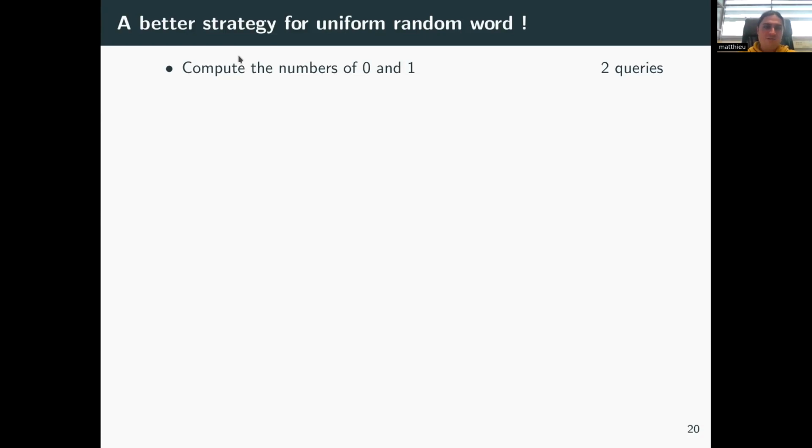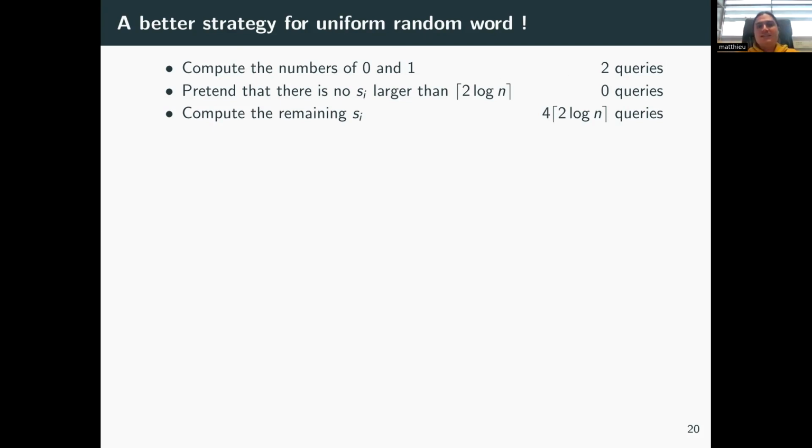First, we will compute the number of zeros and ones, which means we need 2 queries. Now, instead of trying to find the large block of zeros, we will simply pretend that there is no large block of zeros. Let's just pretend that there is no such block. Now, since I have no block of length larger than 2 log n, by the previous lemma, I only need 4 times 2 log n queries to compute the remaining Si.